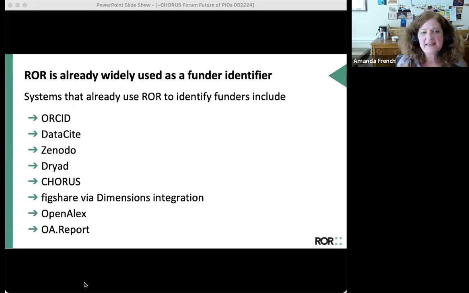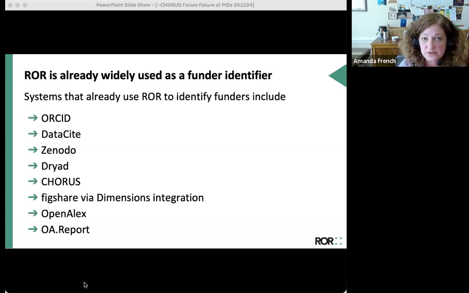And something that I think not enough people are aware of is that ROAR is already widely used as a funder identifier. Chorus is using ROAR as well as funder IDs and is moving toward using ROAR even more. Major systems like ORCID and DataCite accept ROAR for funders. Many repository systems, especially the repository systems that have been participating in the Generalist Repository Ecosystem Initiative run by NIH, have been implementing ROAR for funders.